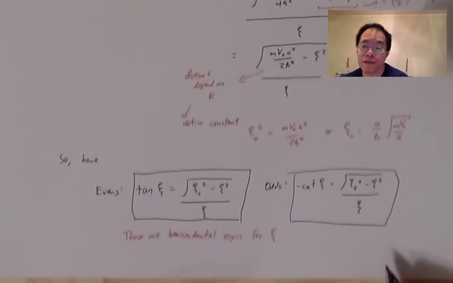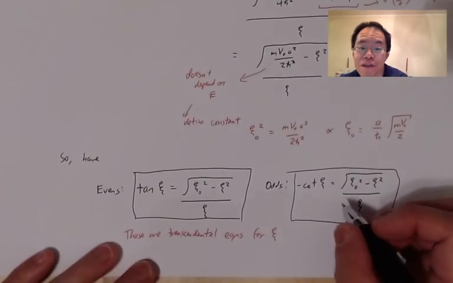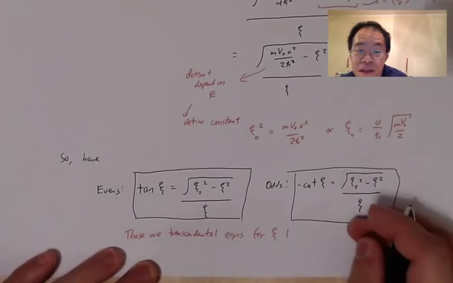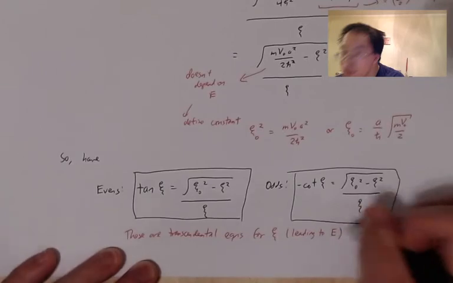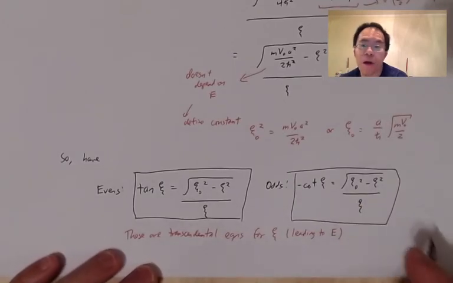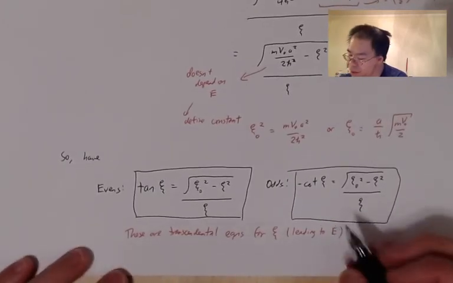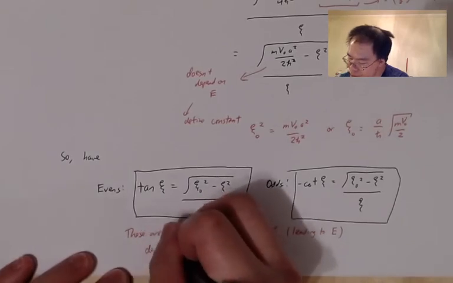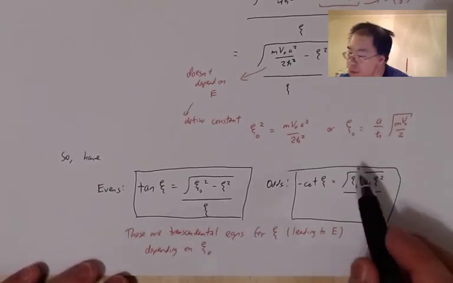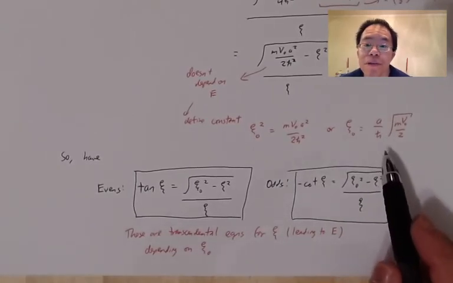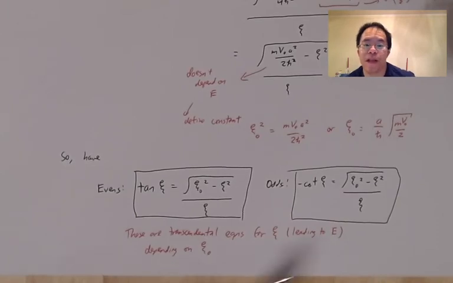Which depends on the energy and gives us the energy, leading to E. And where all of this depends on the constant psi naught, which, as we said here, is related to the properties of our potential well. Transcendental means we can't solve this algebraically, and that's where we get to the graphical method that Townsend uses.